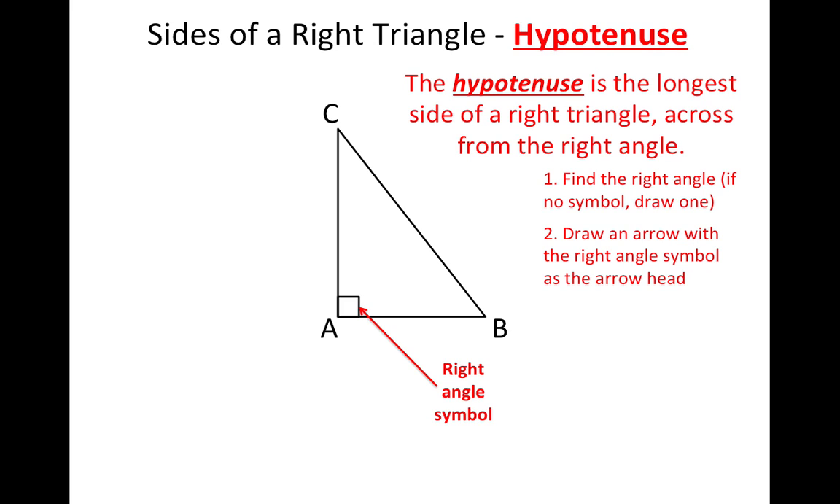The next thing I need to do is to draw an arrow with the right angle symbol as the arrowhead. So what does that mean? I just drew it right there. I just copied over the right angle symbol and just threw that extra line in there, and you see how it's turned into an arrow? Well, that arrow points to the hypotenuse. If I continue where that arrow is pointing, it's pointing to that side right there. And so in this particular triangle, line segment BC, the one I've put in red, is my hypotenuse.